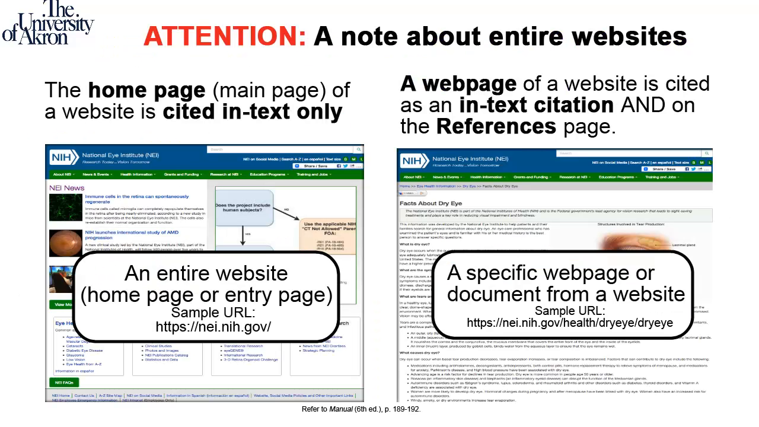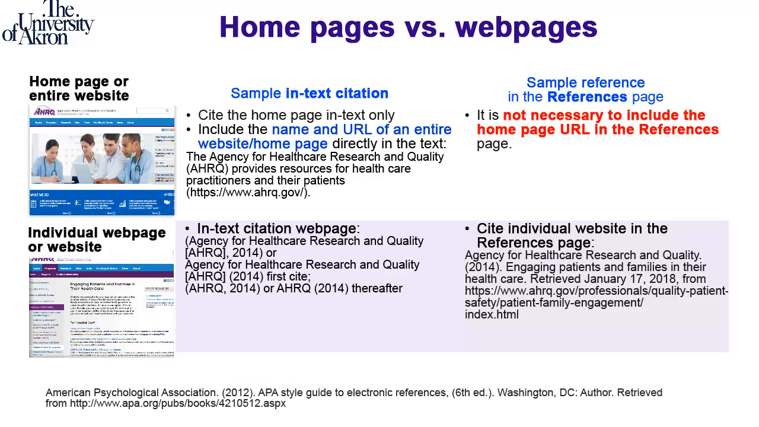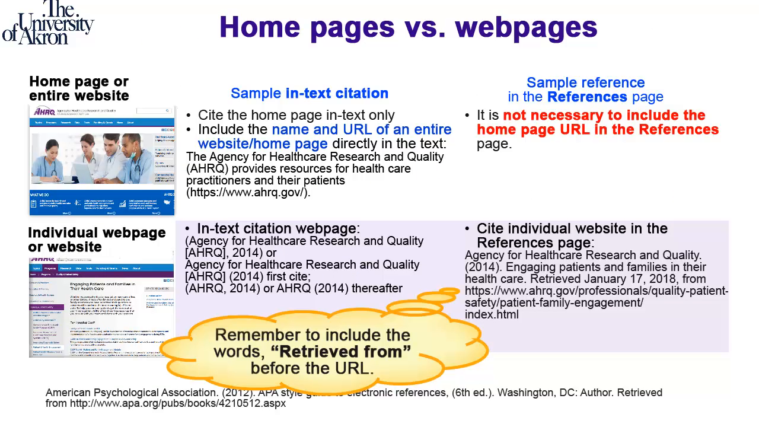It is important to note that an entire website or homepage does not appear in the references page. In this example, note that the URL of the homepage is not provided, but the exact or full URL of an individual webpage is provided. The exact URL is helpful especially when locating government materials and other gray literature.